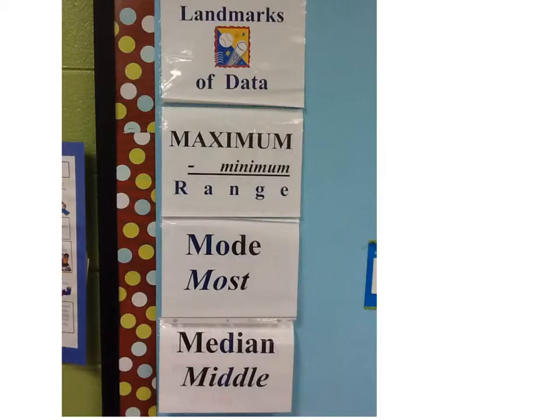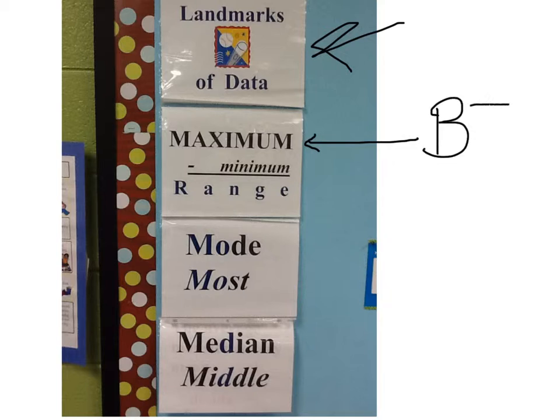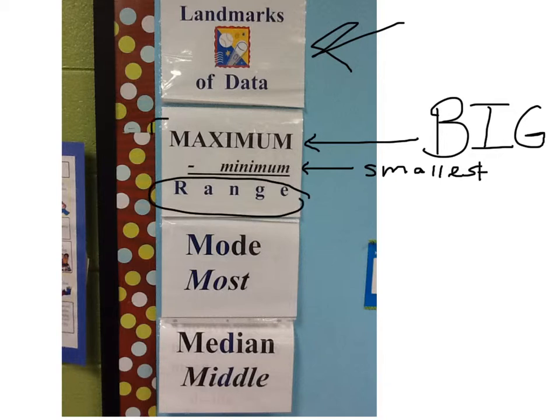For today's lesson, we mentioned how we're using landmarks of data. You need to know what the maximum is. Notice how maximum is written really large. It's the biggest number, the number that's the biggest of everything. The minimum is the smallest number. So when we think minimum, we think what of all the numbers is the smallest one listed. And finally, you get the range by doing the maximum minus the minimum.